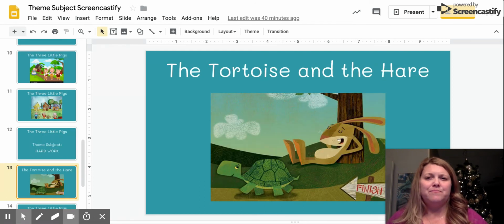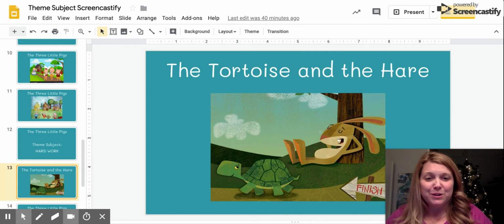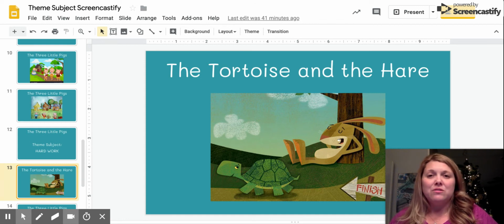Let's try another one. The tortoise and the hare. Okay, you remember the story about the tortoise or the turtle. Some people, they're different animals, but they're very similar. The turtle went very slow, and he was not worried about being a show off. He just wanted to win this race. He was going to take it slow and steady, they always say.